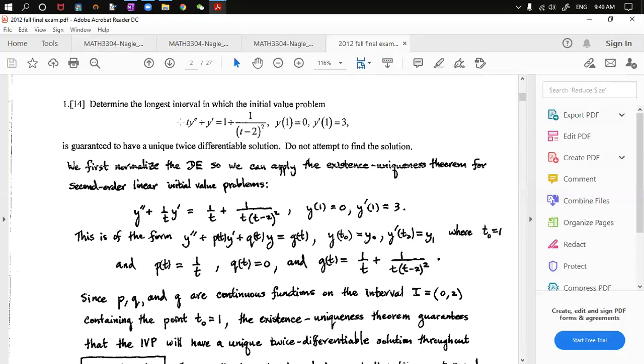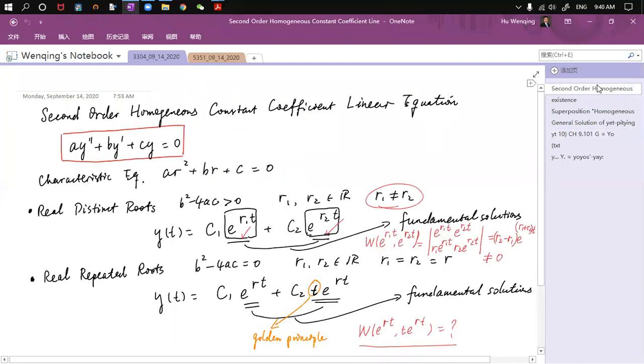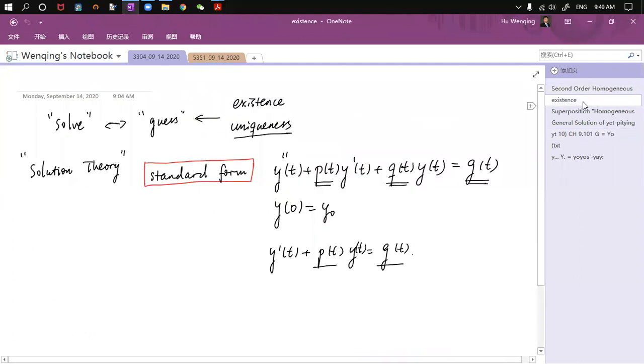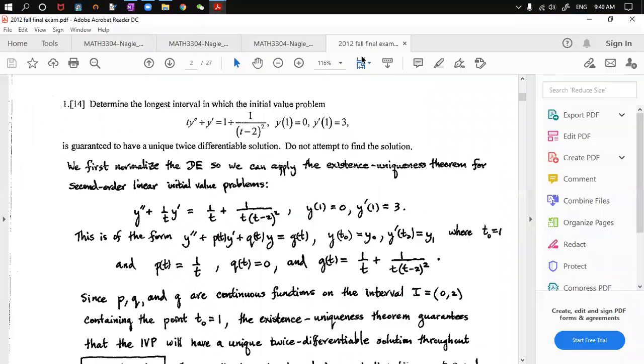It says, can you determine the longest interval in which such an initial value problem is guaranteed to have a unique twice differentiable solution, and do not find a solution? So what is this equation talking about? It's basically something like standard form, right? So let's come to the question. Is this equation in standard form? Can anybody answer my question? Anyone has an idea?